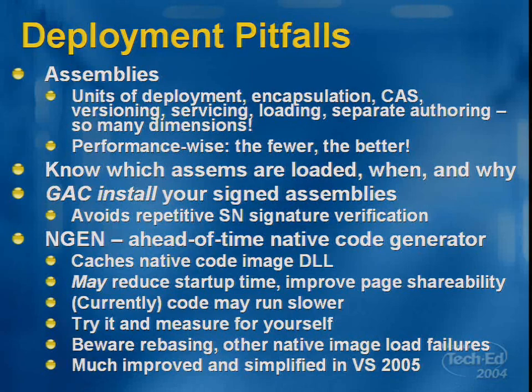That takes your assembly and runs the JIT compiler to generate all of the methods in your code into a DLL that gets cached in a place called the NGen image cache. Using NGen, particularly the NGen that's in Visual Studio 1.1, may reduce your startup time. It may improve page shareability if you have components that are loaded in multiple processes. Currently, the NGen image code may run a few % slower than JIT code.